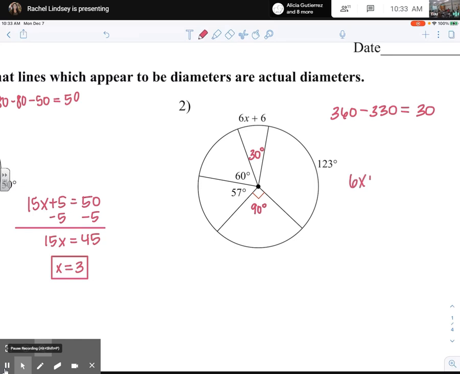So 6x plus 6 would equal 30. Subtract the 6, you'll get 6x equals 24. So what does x equal? 4.